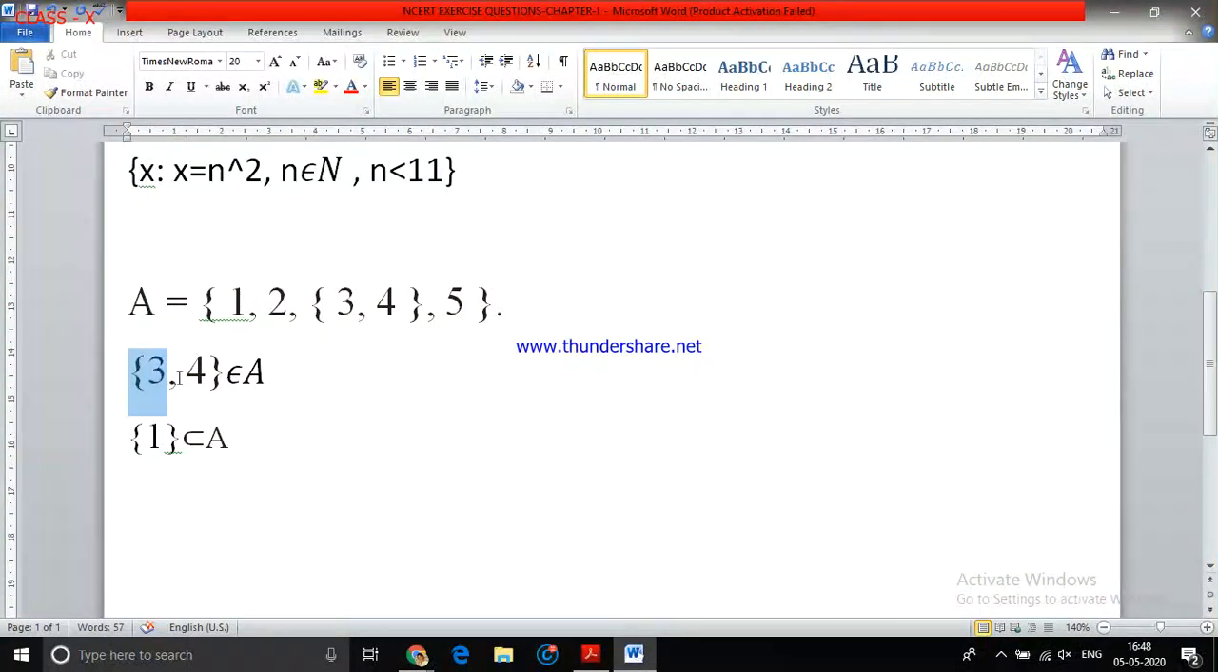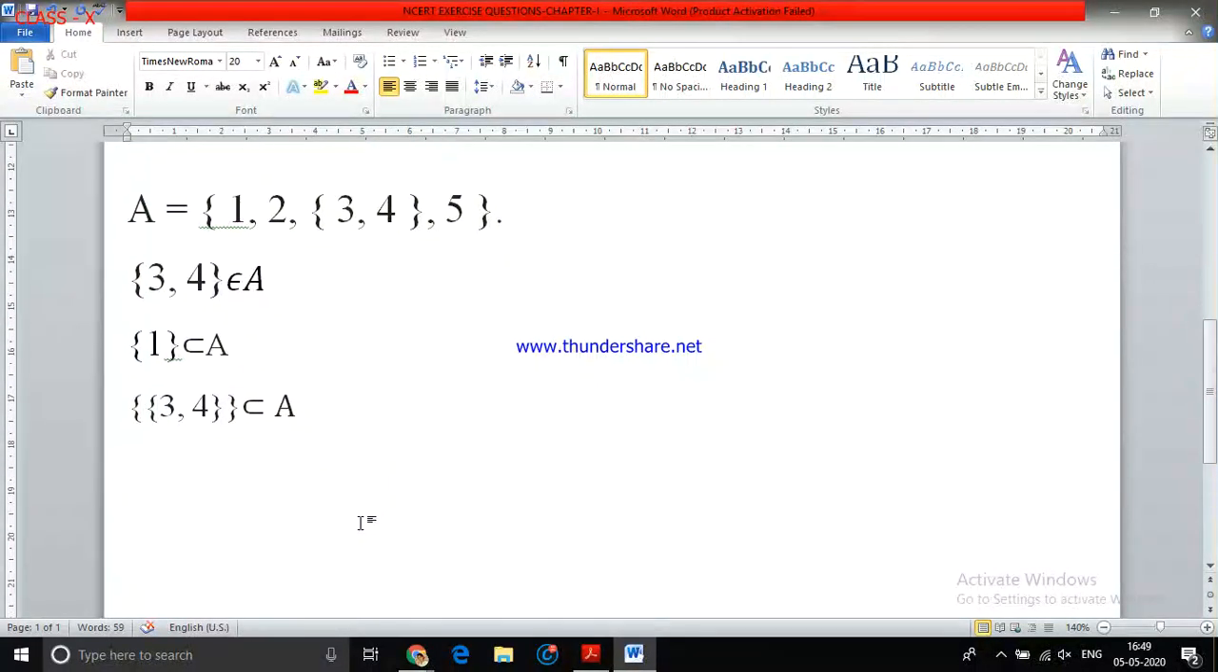Here I said that 3, 4 belongs to A. But if I want to say {3, 4} is a subset of A, what we have to do is use the two curly brackets now. Now you can use the words "is a subset of A". I hope now it is clear how you define an element or how you define a subset.